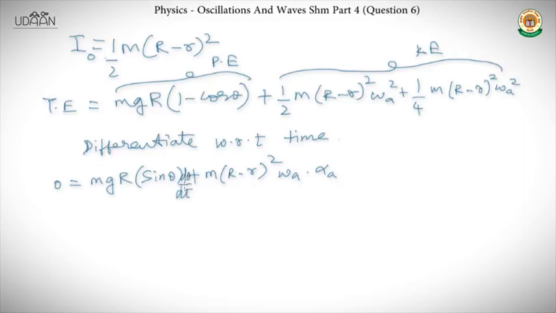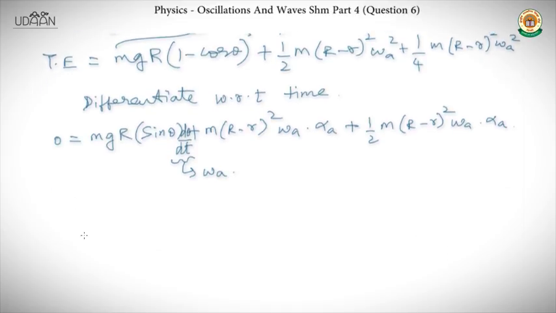Exactly, guys. So as you can see, these are the kind of mistakes that you can make very, very easily when you're in the flow. So be careful and remember to do your differentiation properly, because this is where people make mistakes. And then you have the third term, half m (R minus r) whole square into omega a into alpha a, and this is omega a, since we have taken omega as the angular velocity about O.